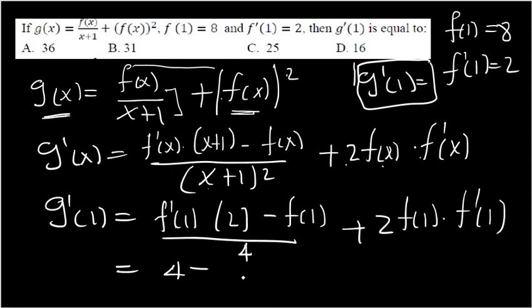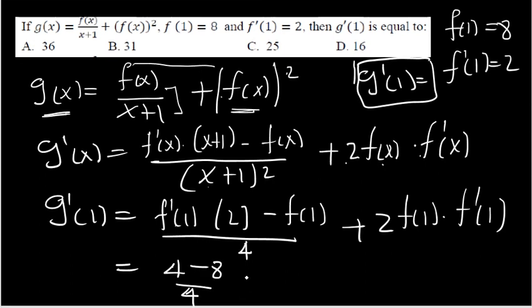Minus, then f of 1 is 8 over 4, then plus 2 times f of 1 is just 8 times 2. So when you finalize this one, by the way, this is going to be negative 1 and this is going to be 32. So negative 1 plus 32 will be just 31.